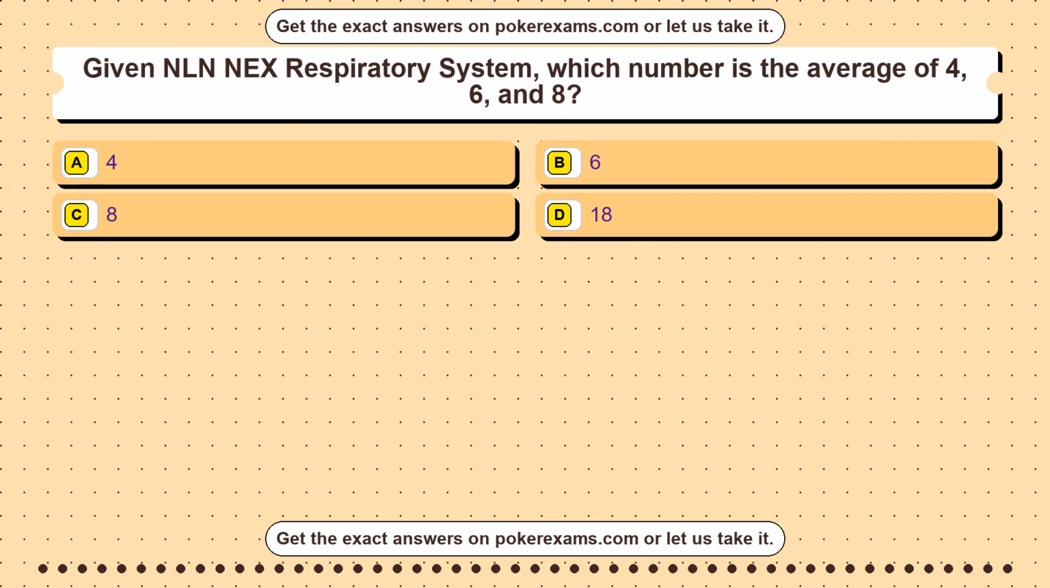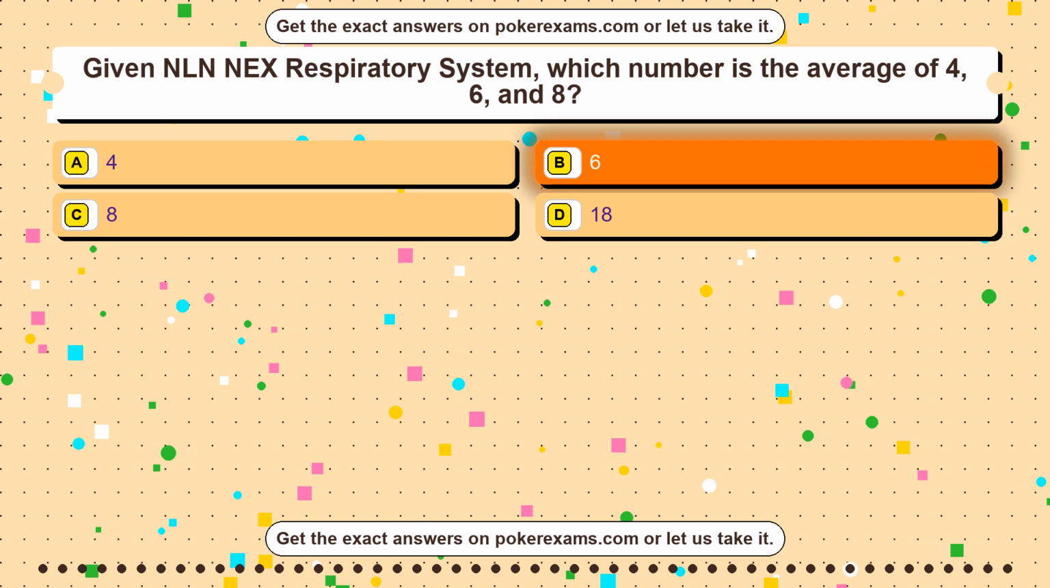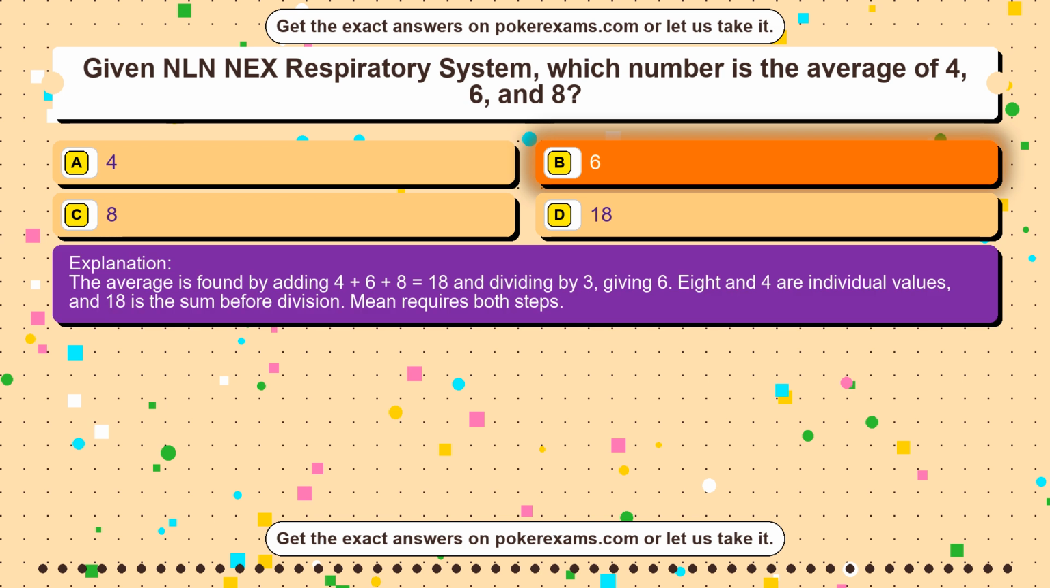Question 8. Given GED reading comprehension practice, which word best describes a claim supported by evidence? Option A, variable. Option B, argument. Option C, fragment. Option D, decimal. The correct answer is option B. An argument in reading and writing is a claim supported by reasons and evidence. A fragment is an incomplete sentence, a decimal is a number form, and a variable represents an unknown. Evidence points to argument structure.